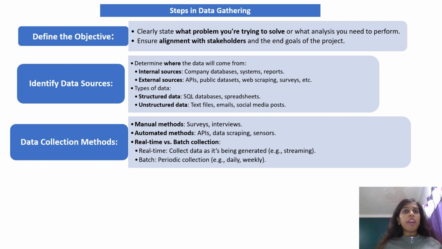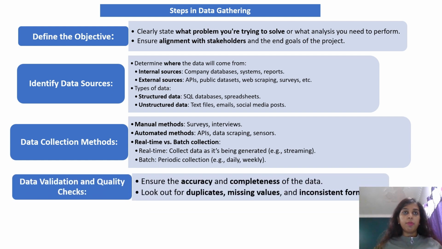Step 4. Data validation and quality checks. Okay, now you have got some data, but hold up. Before moving forward, you need to validate it. Make sure it's complete, accurate, and consistent. Check for duplicates, handle missing values, and verify the format is consistent across the board. These quality checks are crucial to avoid problems later on.